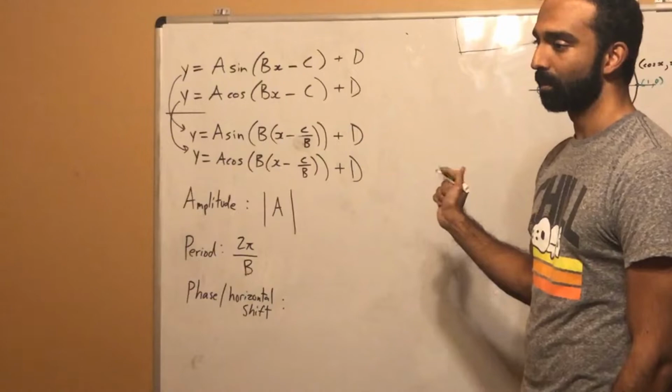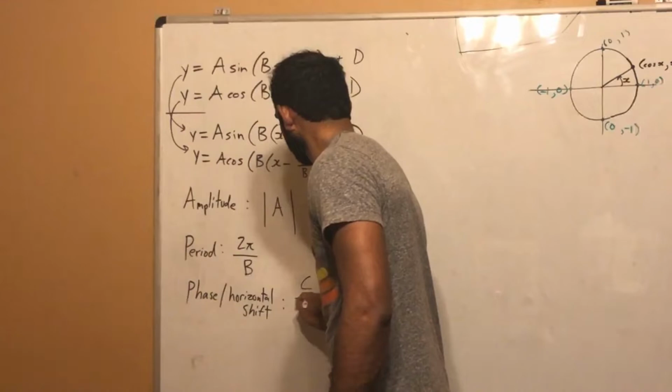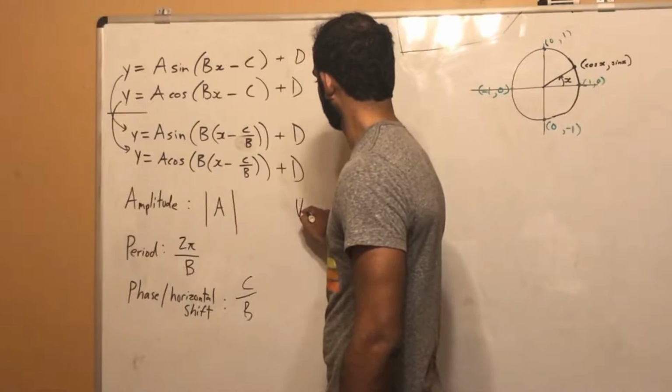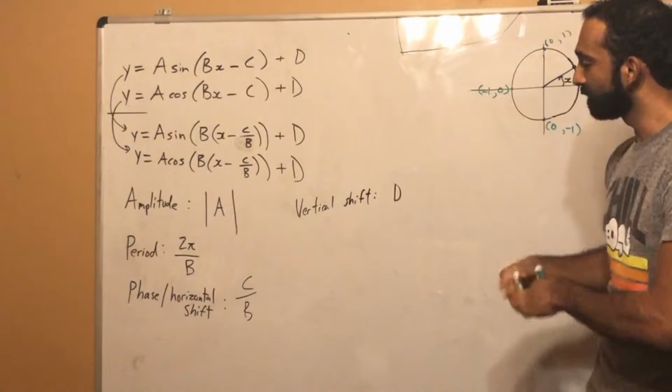So let's pick up here. So the horizontal shift, would that just be c over b? Yes, exactly. It's going to be c over b. And finally, any idea what your vertical shift would be? Just d, right? Yes. It's just that quantity d. It could be a negative value, but it could be positive too.